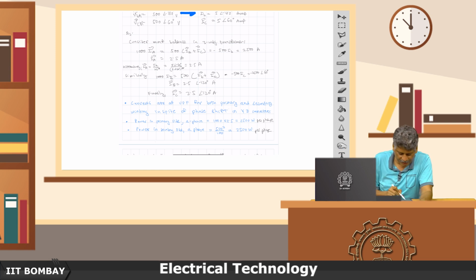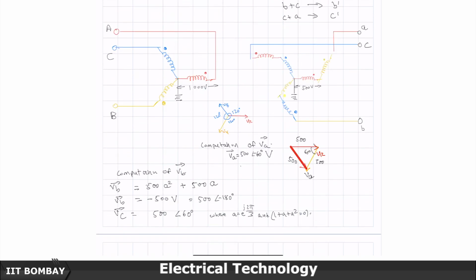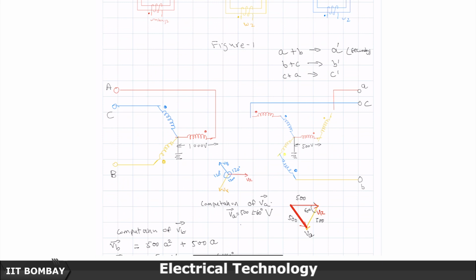So, therefore, I can take N1 as 1000 because only the ratios matter. So, 1000 IA is equal to N2, which I am effectively taking. If I take N1 as 1000, I should take N2 as 500, because only the N1 to N2 ratio matters. So, 500 times it carries the A phase current.